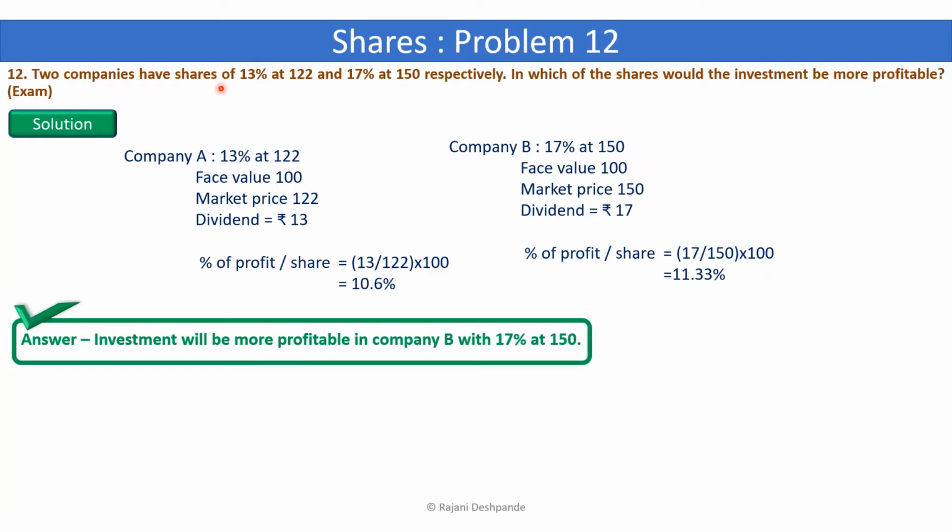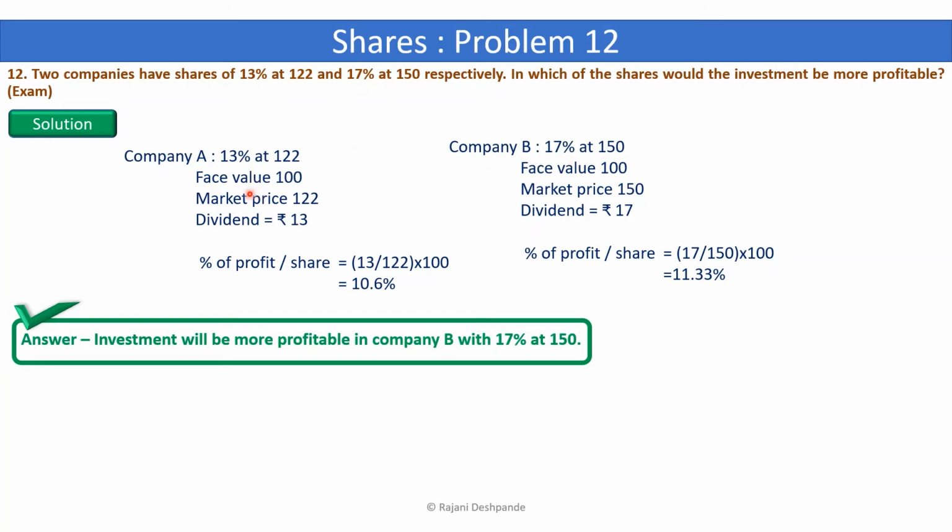Two companies have shares of 13% at 122 and 17% at 150 respectively. In which of the shares would the investment be more profitable? So this has come in one of the exams and it is of the same kind which we have already solved. One or two problems we have already solved of this kind. So let us take company A and company B. So they have shares of 13% at 122 and 17% at 150.